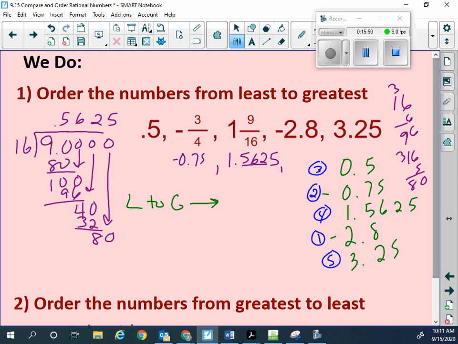And now I can rewrite them on the number line, and I need to make sure I put the original form. Negative 2.8. Then what? Negative 3/4. Good. Remember the original form, okay? The third one was 0.5. The fourth one, 1 9/16. And the last one, I'll run out of space, 3.25. There's our whole list. Okay?